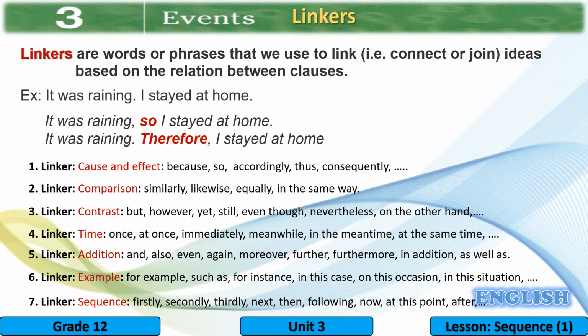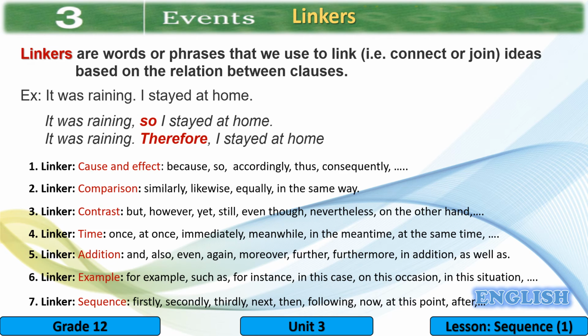So, what was the result of raining? The answer is, I stayed at home. So we can make the sentence in the following way. It was raining, so I stayed at home. Or, it was raining, therefore I stayed at home. As you can see, there are different kinds of linkers. So here we have a list of some of them.